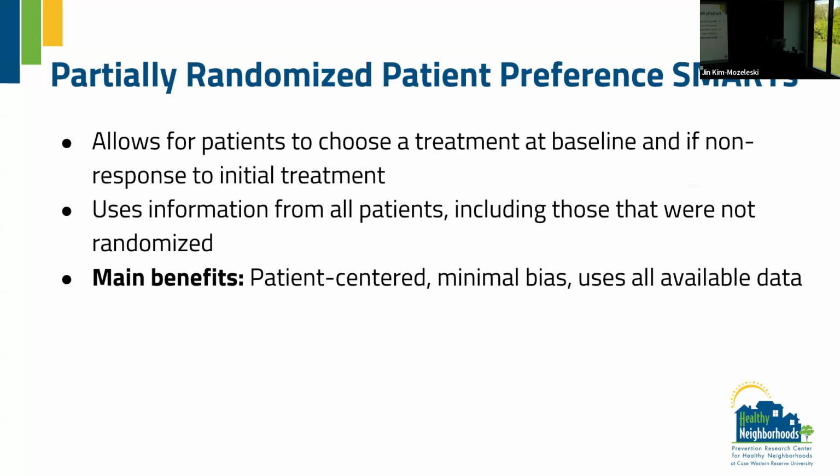So this next one is partially randomized patient preference SMART. This allows patients to choose a treatment at baseline, and also if they don't respond to their initial treatment. The idea is to use information from all patients, including those that were not necessarily randomized, to get those estimates of the treatment effects. The benefits here: it's patient-centered, patients love to pick their own treatments, they want to pick their own treatments. They found minimal bias doing this, and it uses all the available data.